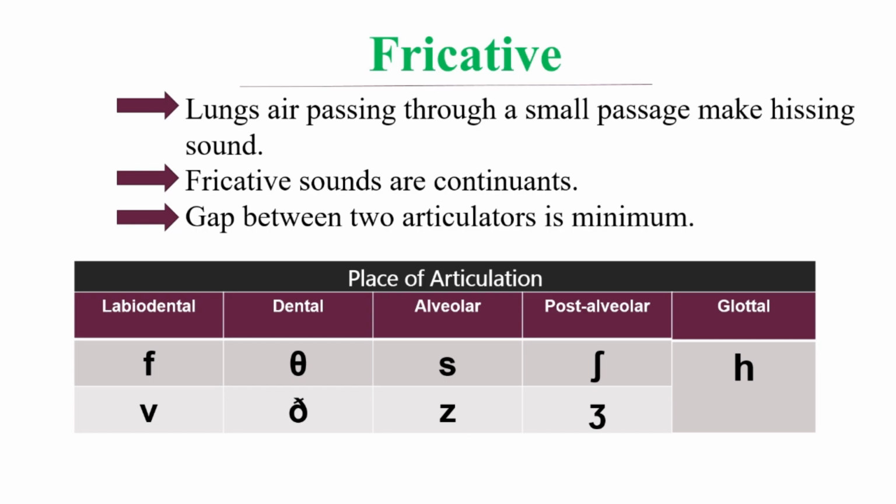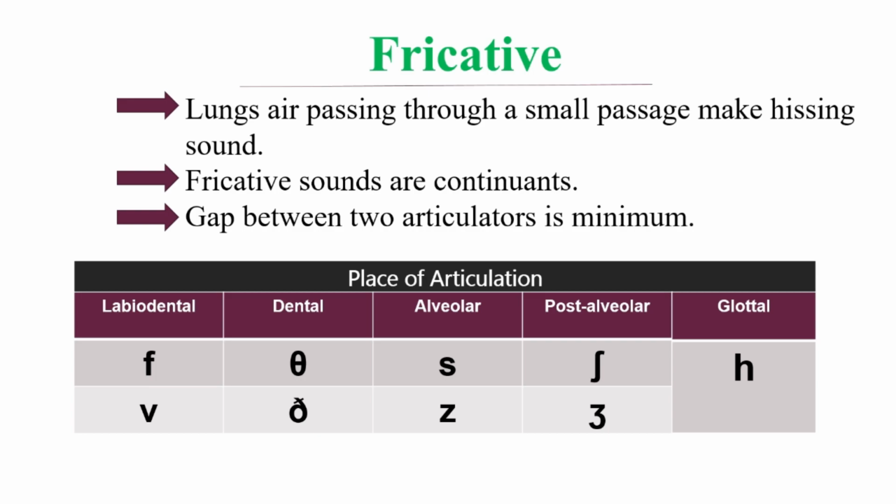All fricative sounds are continuous. On the other hand, plosives are stops. The gap between two articulators is minimal in fricative sounds. That's why when the two articulators go apart from each other, the hissing sound gradually stops. This is the manner of articulation.